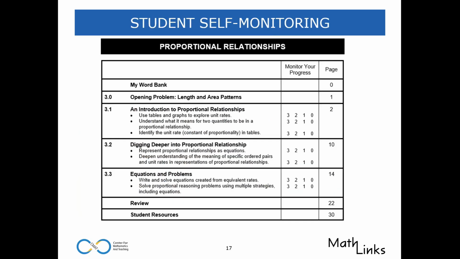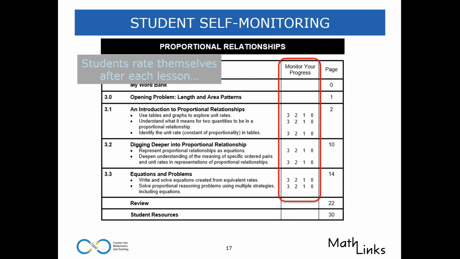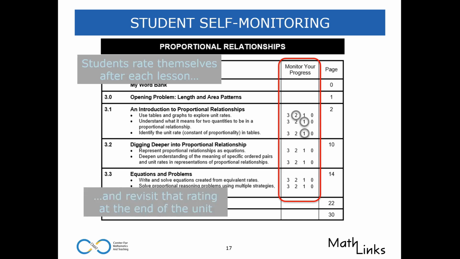For formative assessment and student self-monitoring, the front of every student packet has a Monitor Your Progress column. At the end of each lesson, teachers are reminded to ask students to rate themselves of their understanding of lesson topics on a scale from 0 to 3. And then students revisit those ratings at the end of a unit to see if they feel like they improved.